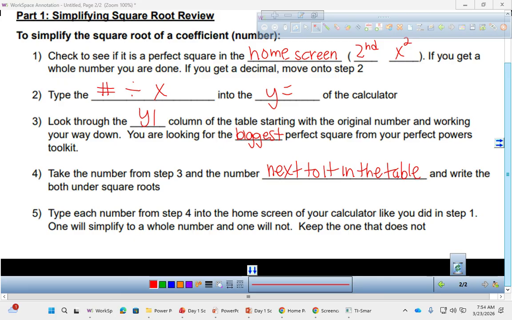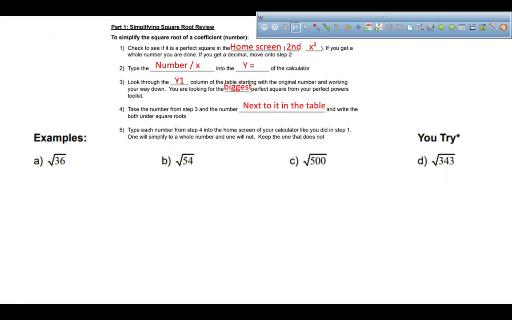Type each number from step 4 into the home screen of your calculator like you did in step 1. One will simplify to a whole number and one will not. Keep the one that does not. Is there a blank for yours? Keep the one that does not under the root. If you missed any of these notes, they will be on the next screen, okay? All right, so they're up there.